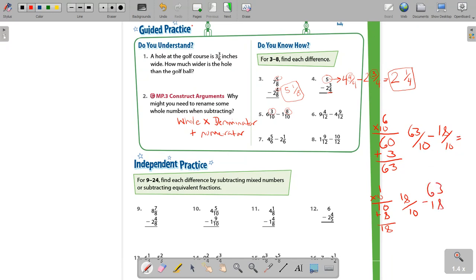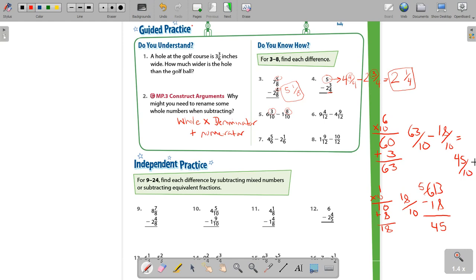63 minus 18. Some of you can do this in your heads. We'll go ahead and we'll borrow there. And then we'll figure this one out. And you've got 5. And now you've got 45. So you're going to end up with 45 over 10.